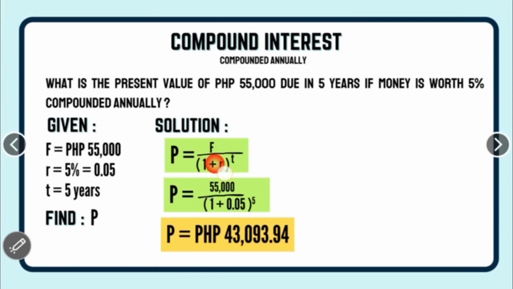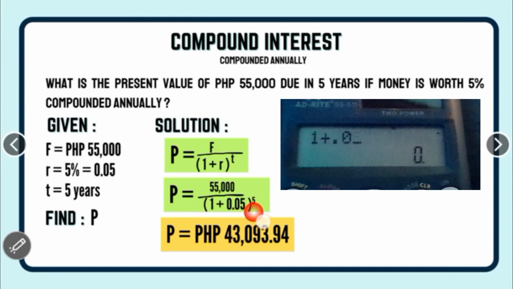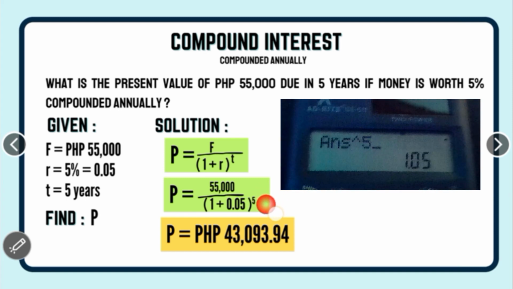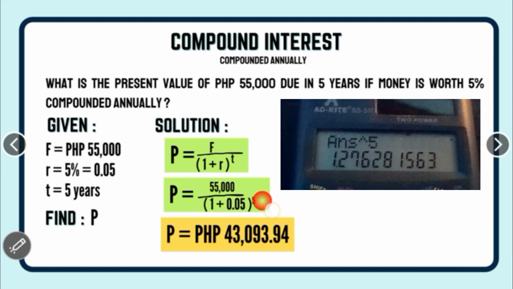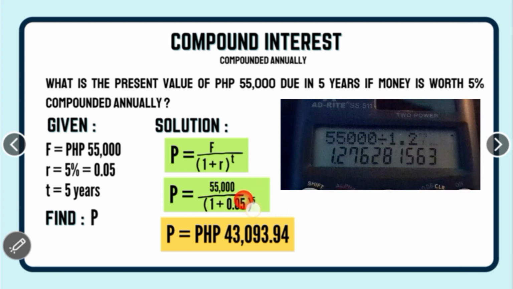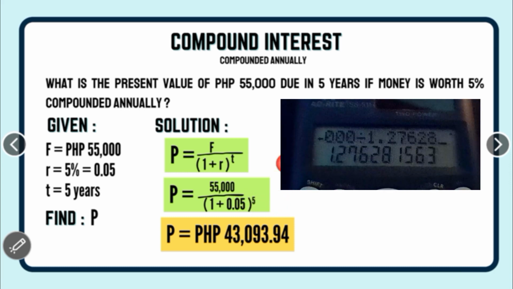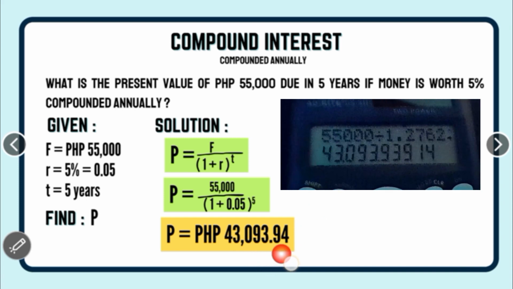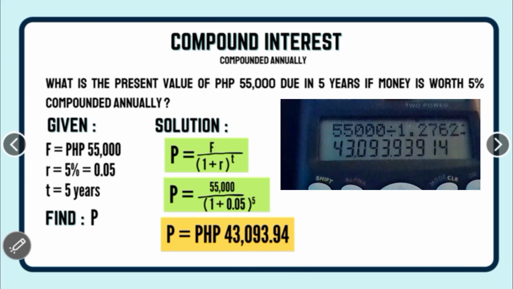P is equal to F over 1 plus R raised to T. So we're going to substitute the given to the formula. So the rule is PEMDAS. So 1 plus 0.05 raised to 5. But we cannot just divide it into the 55,000. You need to put the 55,000 first. So 55,000 divided by that answer, and upon calculation, the answer is 43,093.94. So that is our present value.